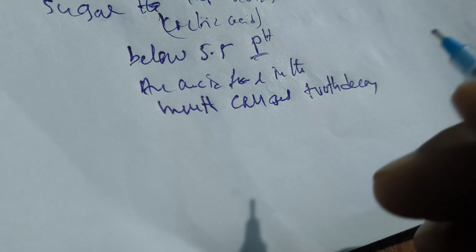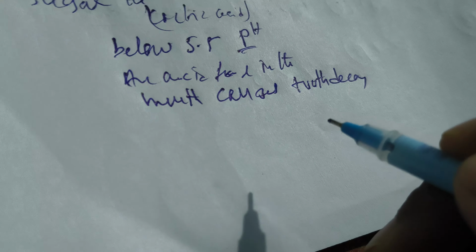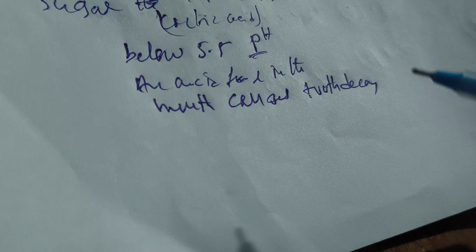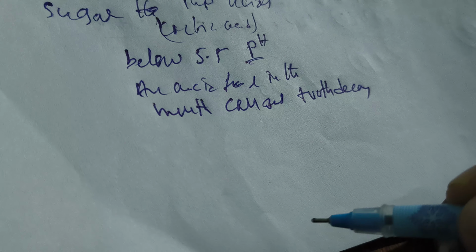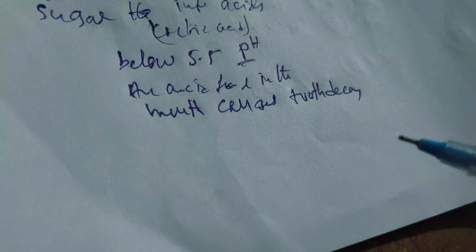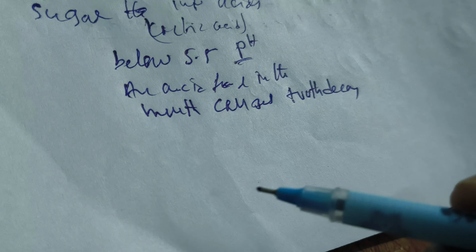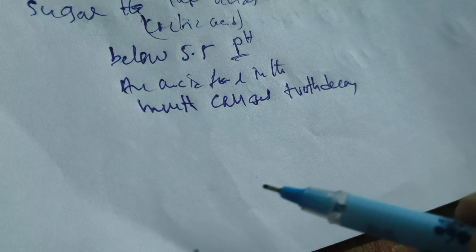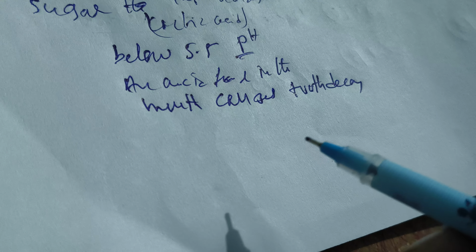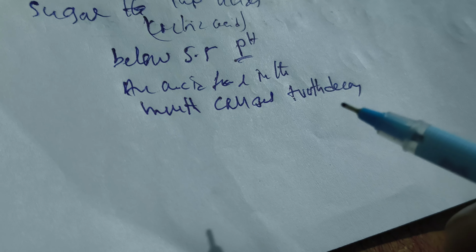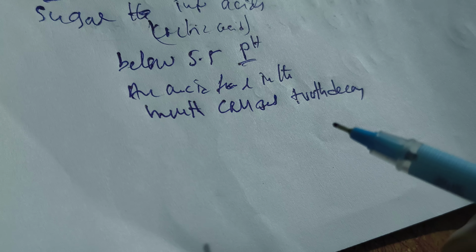So whenever we eat food containing sugar, the bacteria present in our mouth break it down into acid. The acid formed in the mouth has a pH less than 5.5 and causes tooth decay.